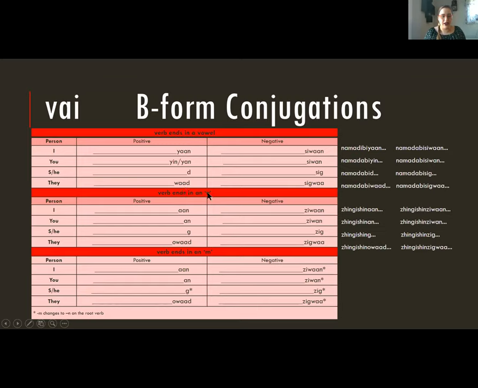If your verb ends in an N, like jingishin, you would use these ones. Okay, jingishinan, when I lie down. Jingishinzawan, when I don't lie down. You want to be careful on these endings, right? On and un, they really make a difference. Jingishinan, when you lie down. Jingishinziwan, when you don't lie down. Jingishing, when she lies down. Jingishinzig, when she doesn't lie down. Jingishinnawad, when they lie down. Jingishinzigwa, when they don't lie down.